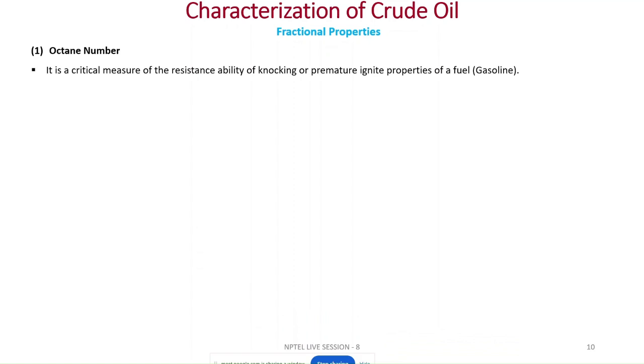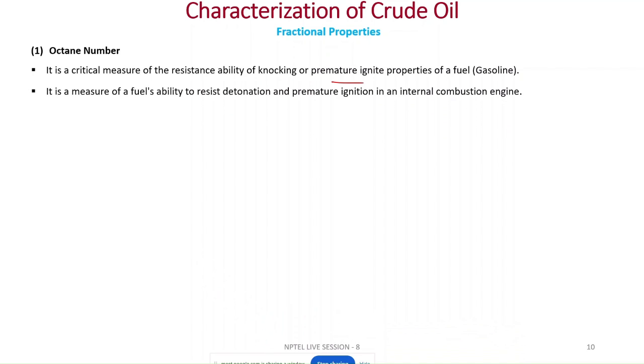So the octane number is a critical measure of the resistance ability of the fuel to knocking or premature ignition properties. Basically, octane number is very indicative for gasoline fuel. So it is how much resistance ability it has against premature ignition properties.